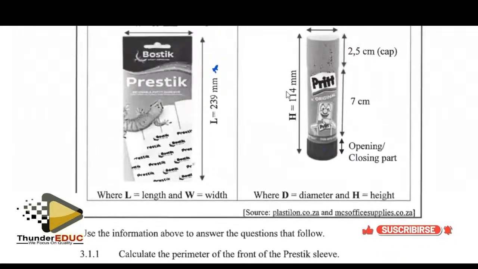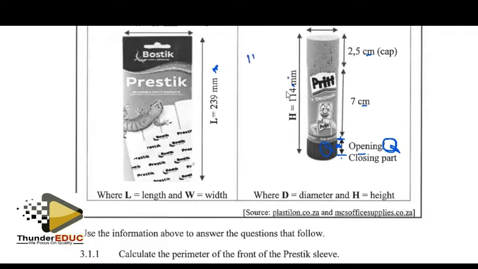So simply meaning, from here up to there, let me call it Q. Because I don't know this, I'm calling it Q. From there up to there, it's Q. So when I add my Q plus my 7 plus my 2,5 centimeters, I should end up having 114 millimeters. But look at this, these are centimeters, so this also has to be in centimeters. But these are millimeters. What you're going to do is change the millimeters to centimeters.